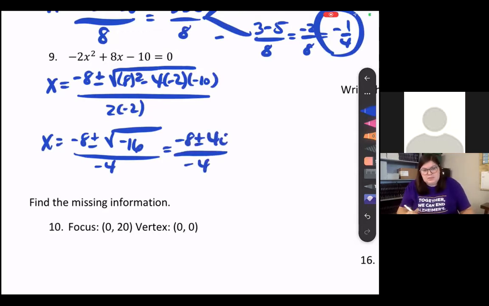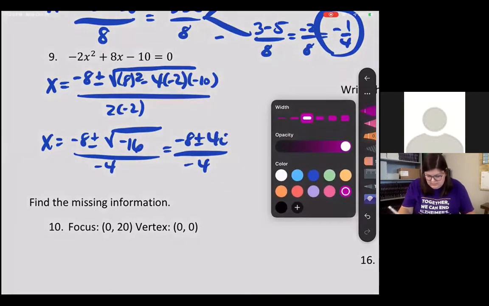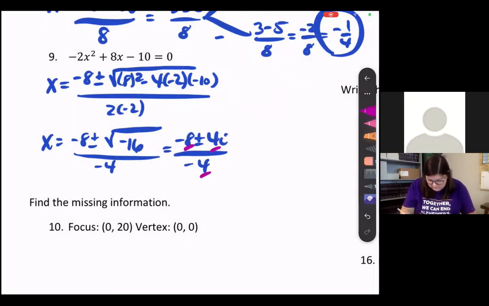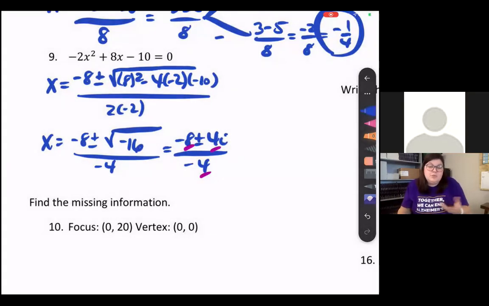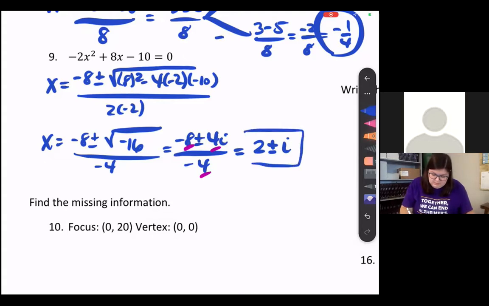Then I need to see if I can simplify all of these. So I'm looking at the 8, the 4, and the 4. I can divide all of those by negative 4 because I want to get rid of that denominator completely. So I'm going to end up with 2 plus or minus i as my final answer there, because I'm dividing each of them by negative 4. If you had a negative 2 divided by a negative 1, that's fine too. You can again split those up if you want to split those up. So we get 2 plus or minus i for that question.